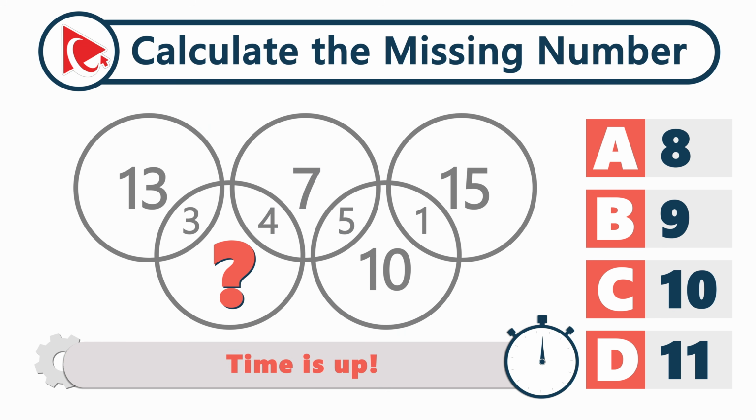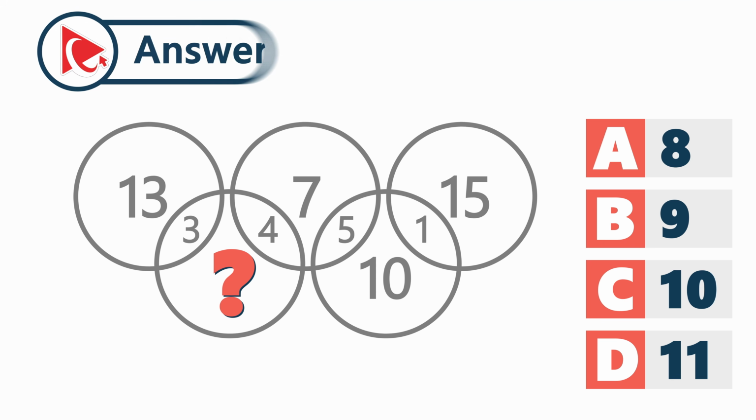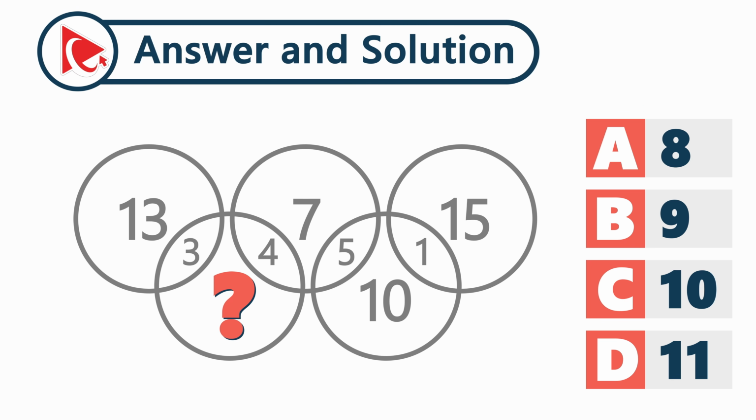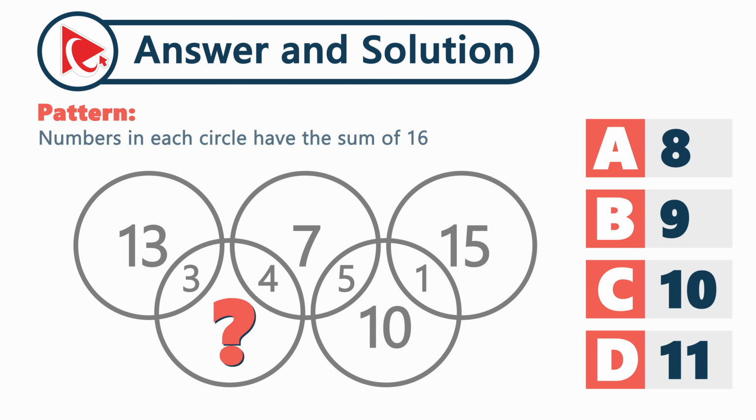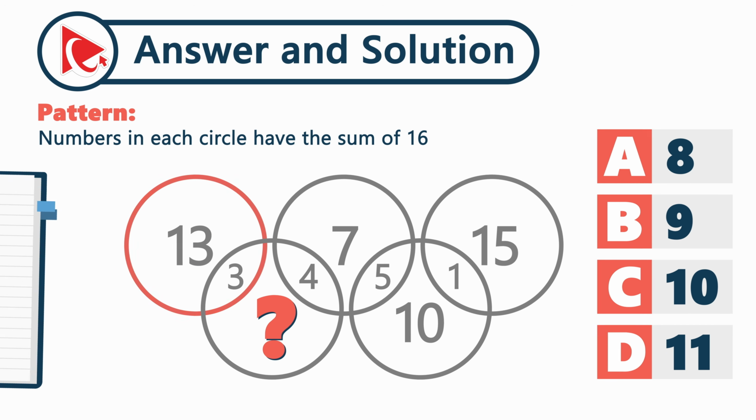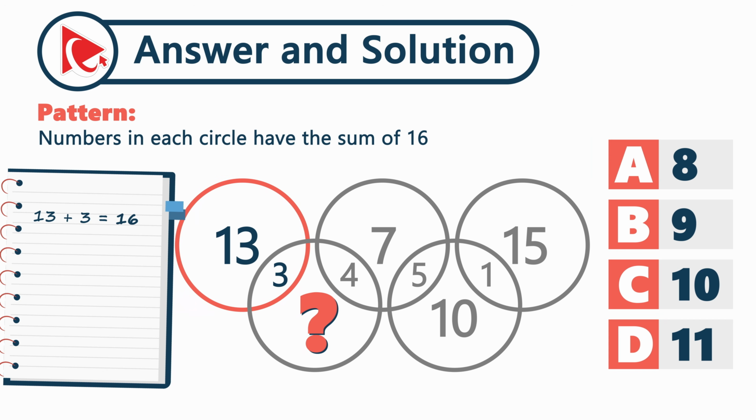Time's up. Do you have your answer ready? Even though the training for the Olympics is very, very difficult, the pattern in this question is really simple. Numbers in each circle have a sum of 16. For example, 13 plus 3 equals 16. And these are the 2 numbers in the upper left circle. Let's continue going around the circle clockwise to verify the pattern. 4 plus 7 plus 5 also equals 16. 1 plus 15 also equals 16. 5 plus 1 plus 10 also equals 16.